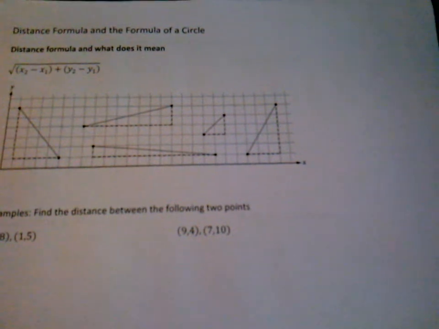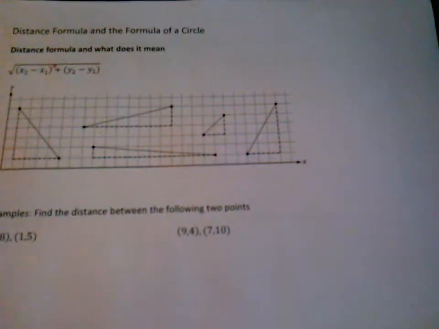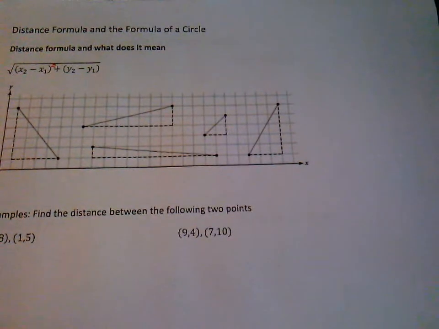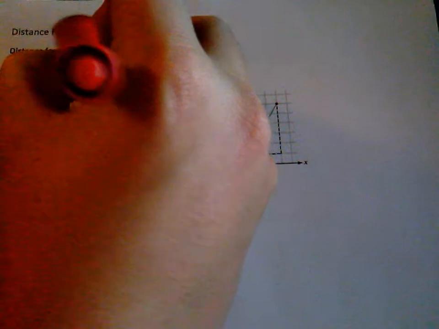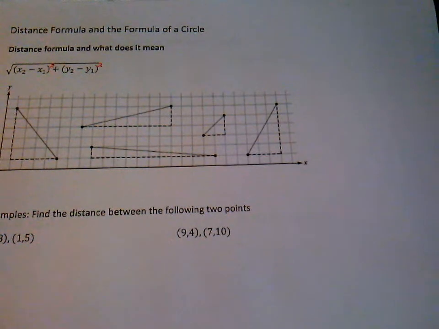The distance formula is, well, I forgot to put these little things here, so we're going to have to put them in there for me: the square root of x2 minus x1, squared. Alright, so you need to put a little squared thing there. Plus y2 minus y1, squared. Okay? What this means is it's the distance.